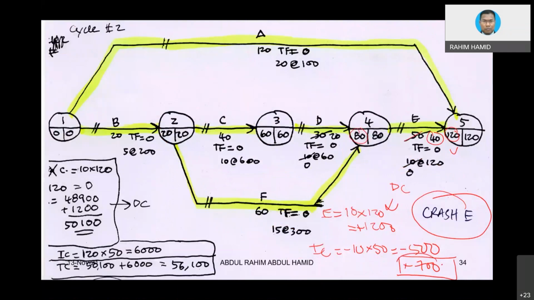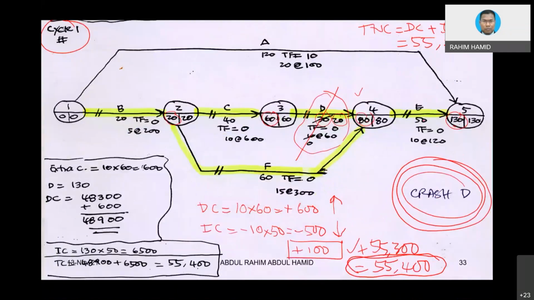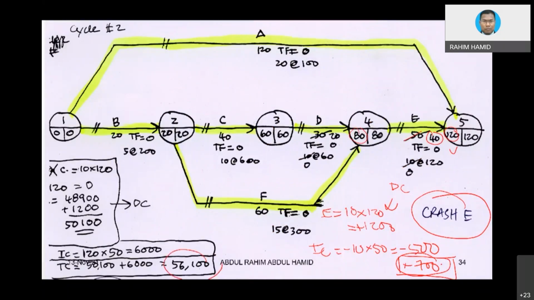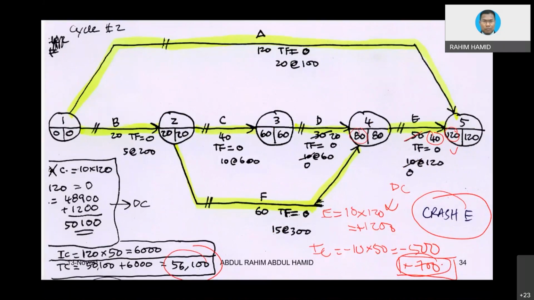So you can add 700 with the previous value there, then you will get 56,100. Because this is additional cost, you just add it, so you will get 56,100, and then you can reduce the project by 120 days only.